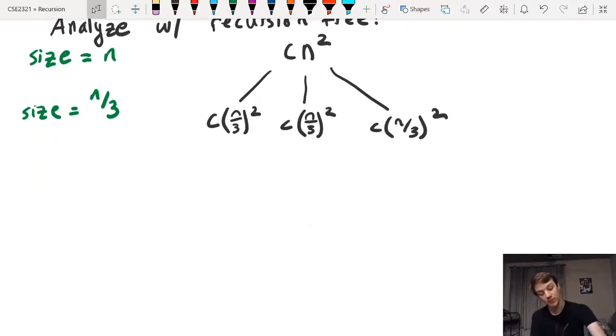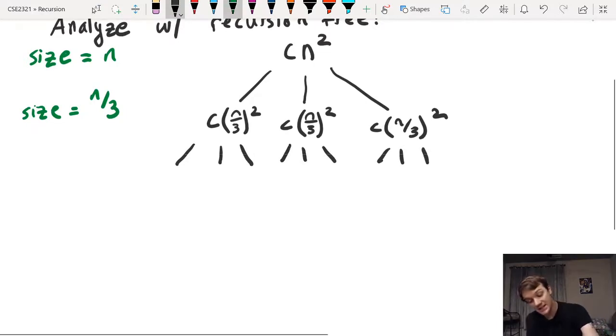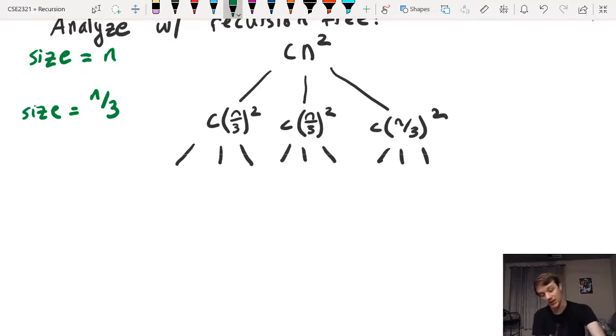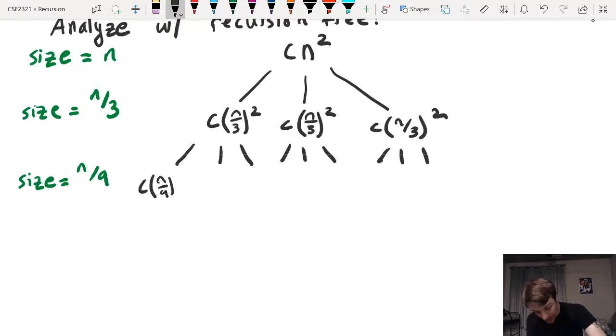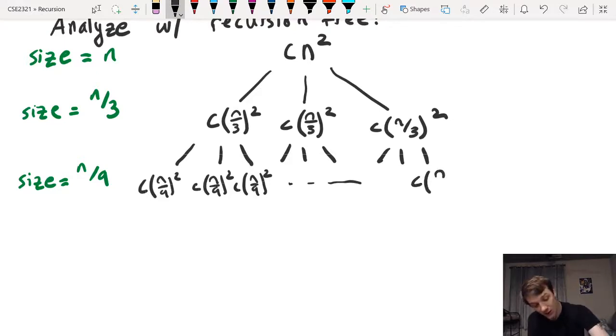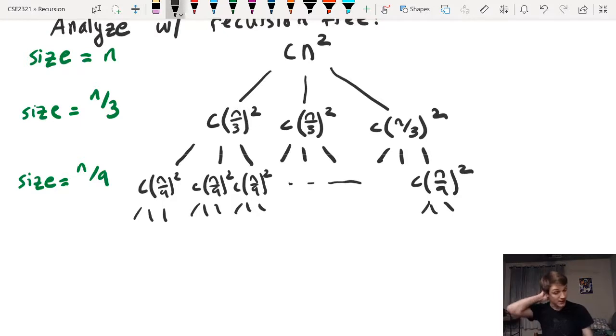Each of those recursive calls will get split into 3 recursive calls. The size of the next level is taking the size of the previous one and dividing by 3. So size equals n over 9. So I'm going to plug n over 9 into my additional cost. So here I'm going to have c n over 9 squared, and I would have a whole bunch of copies of c n over 9 squared. Each of those 9 problems would get split into 3, and so on and so on.